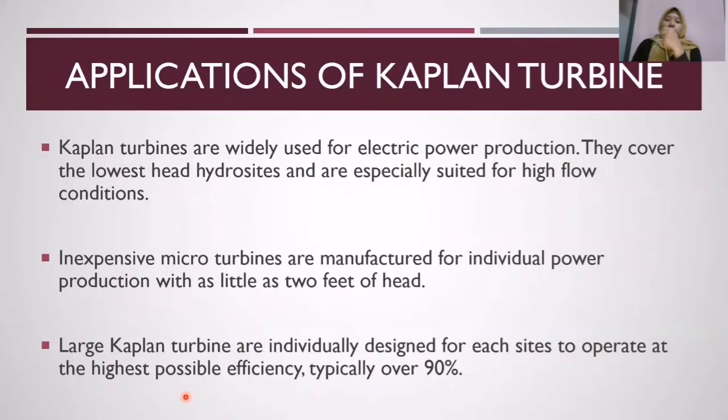Okay, the application of Kaplan turbine. The first one is Kaplan turbines are widely used for electric power production. They cover the lowest head hydro sites and are especially suited for high flow conditions. Inexpensive microturbines are manufactured for individual power production with as little as 2 feet of head. And last, large Kaplan turbines are individually designed for each site to operate at the highest possible efficiency, typically over 90%.